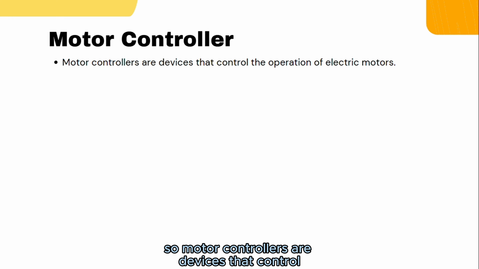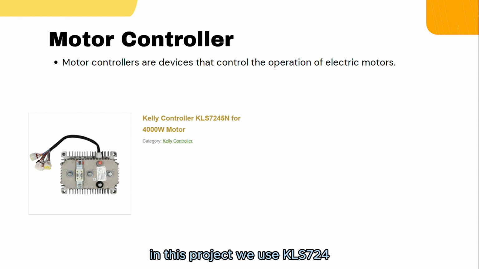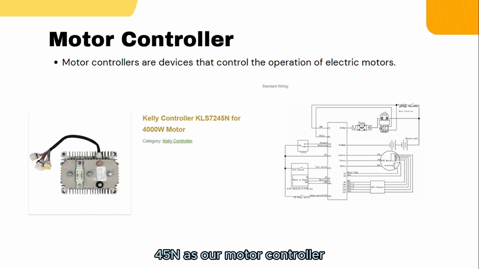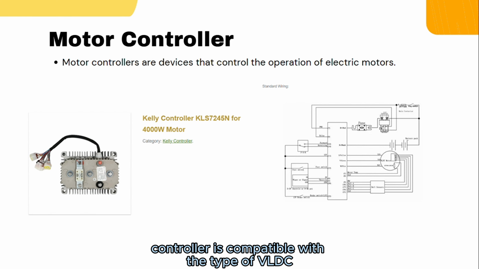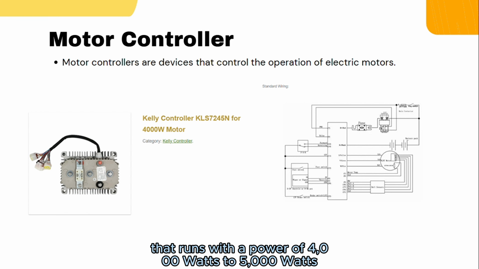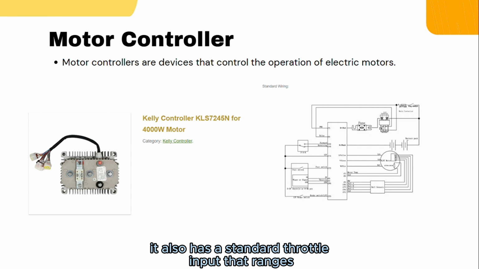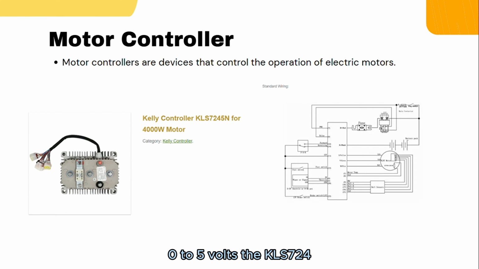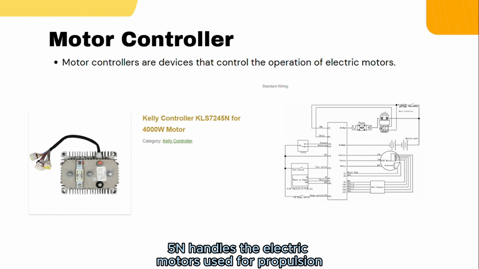And now for the motor controller. Motor controllers are devices that control the operation of electric motors. In this project, we use the KLS7245N as our motor controller. The KLS controller is compatible with the type of BLDC motor that we chose, that runs with a power of 4000 watts till 5000 watts. It also has a standard throttle input that ranges from 0 till 5 volts. The KLS7245N handles the electric motors used for propulsion, giving fine control over speed and torque.